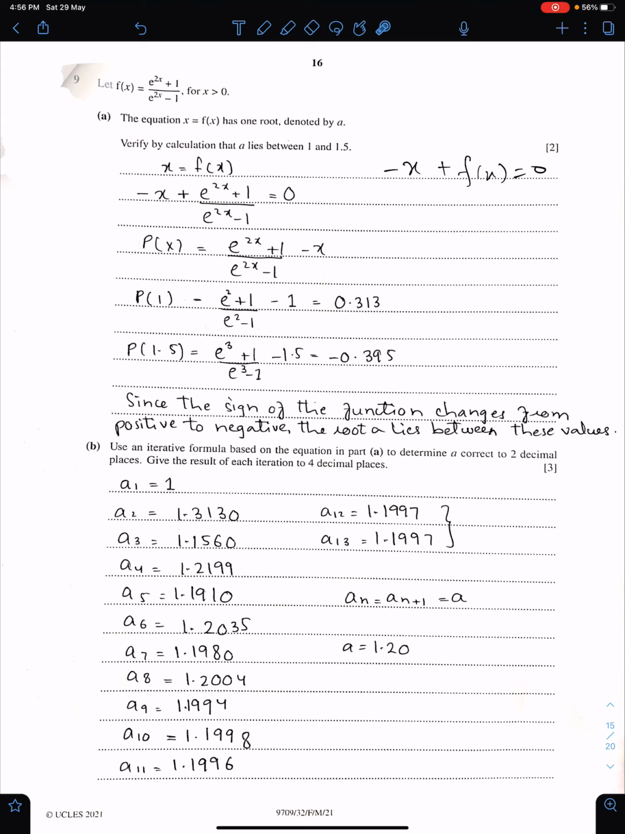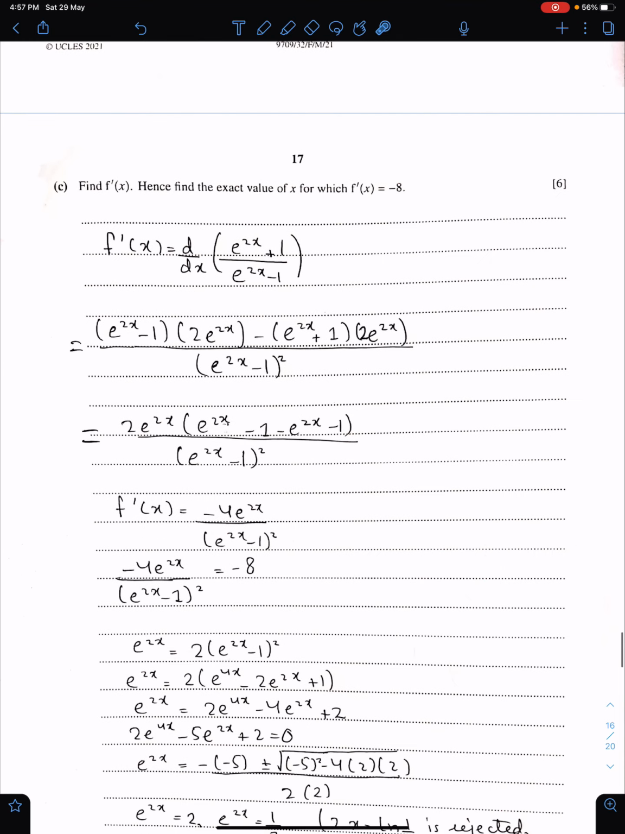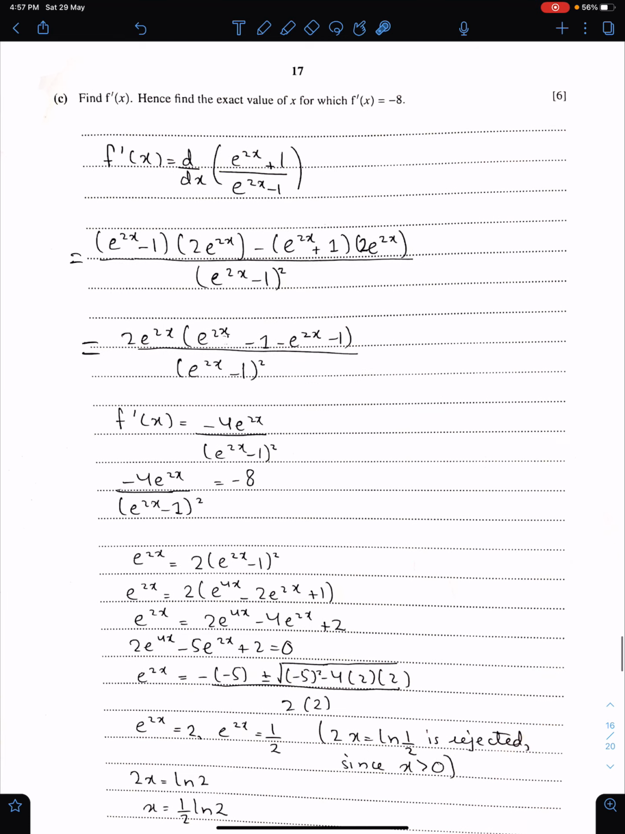You are getting the repeated answer here. This is the repeated answer, so you need to stop this iteration process here and give your answer up to 2 decimal places. It should be 1.20. We use this as the iterative formula, and make sure your calculator is in radian mode.